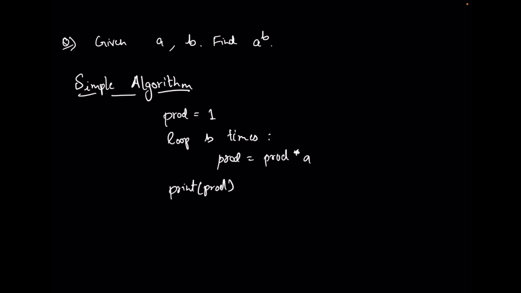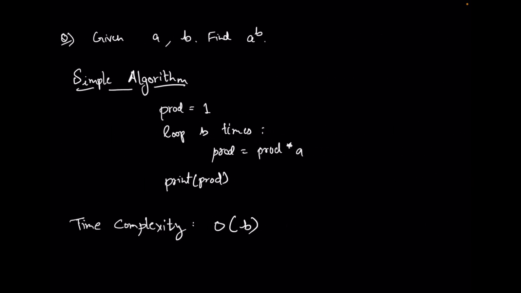So the first time the loop runs, you get prod is equal to a at the end of it. The second time the loop runs, you get prod is equal to a squared at the end of it, and so on, right? So if you loop b number of times, you get prod is equal to a to the power b in the end. That's the pretty simple algorithm for this question. But since we're looping b number of times, the time complexity of this algorithm is big O of b, right? So can we do something better than this?